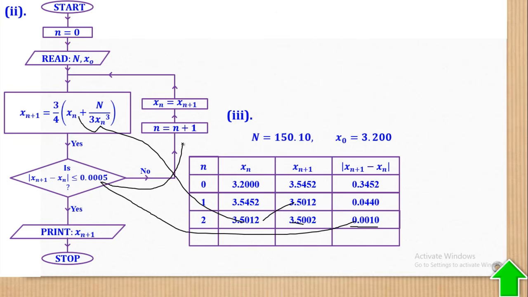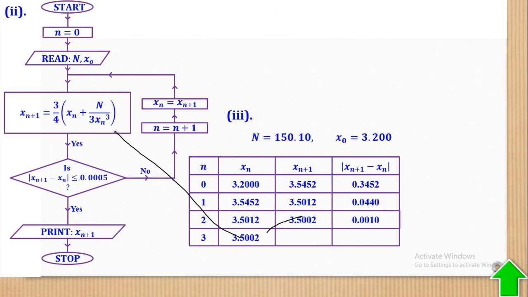Then this answer, put it here, it gives you an answer of no, so you have to increase the number of iterations. When I increase, it will become 3. That means that this value will now come here. Then substitute this into this formula to come up with that. Then the difference will be 0.0000. So put this difference here, it gives you an answer of yes, so go and print xn plus 1.